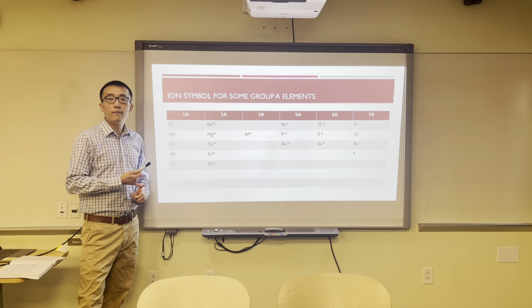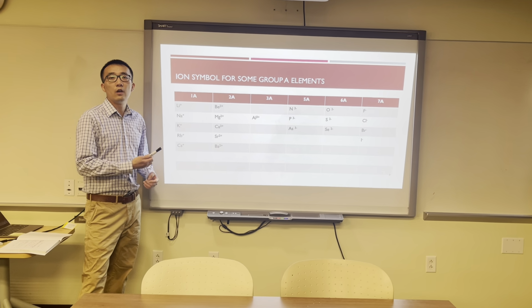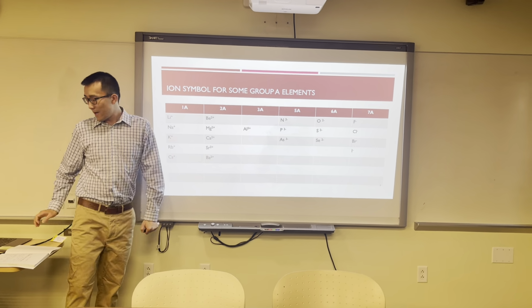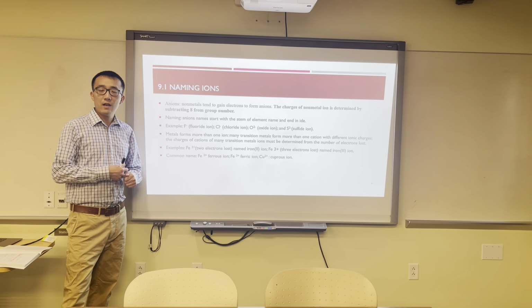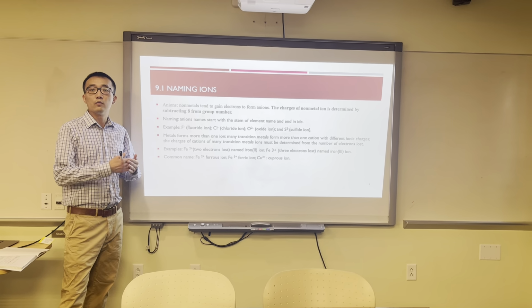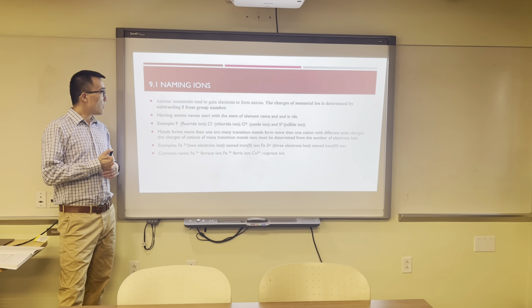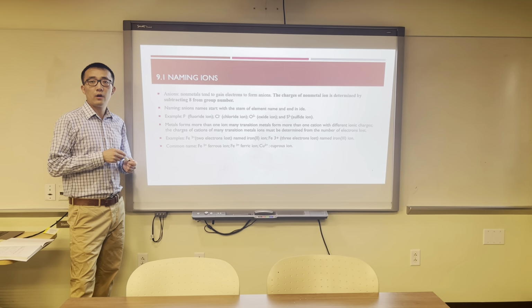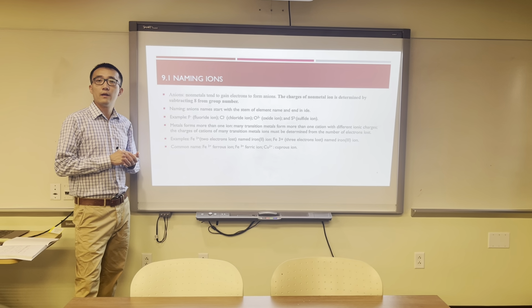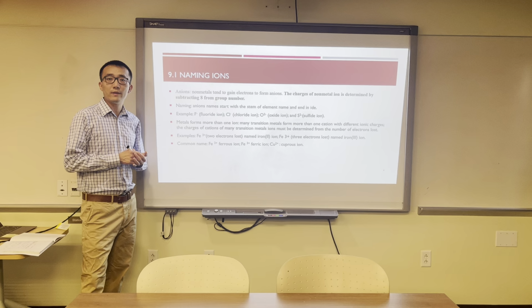However, groups 5A, 6A, and 7A are non-metals. Like I showed before, non-metals tend to gain electrons, turning from neutral to negative, which makes them anions. And the number of electrons they gain depends on the main group number, using 8 subtracting the main group number.